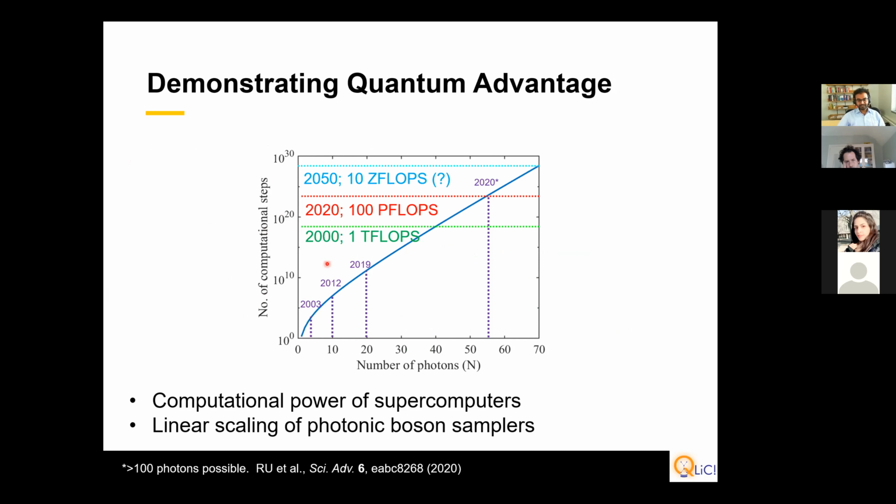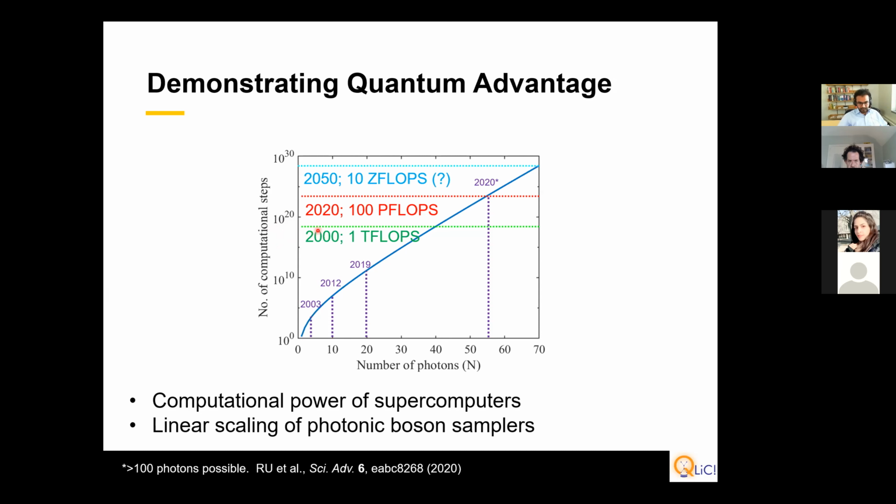So a very simple picture that gives you a feel for where we sit on this chart as to how many photons we need to actually generate. Let me take you through this graph. On the x-axis, I have the number of photons. And on the y-axis is the number of computational steps required to calculate the permanent on a classical computer.